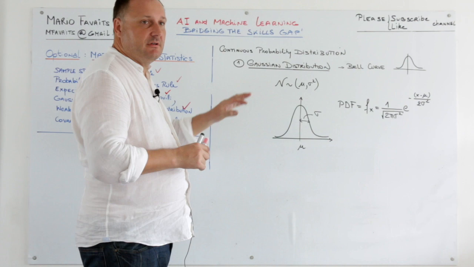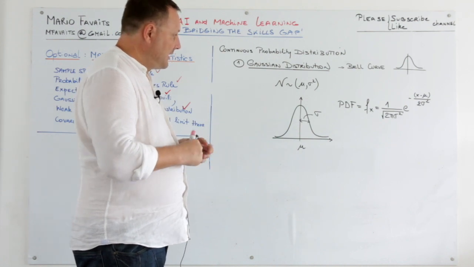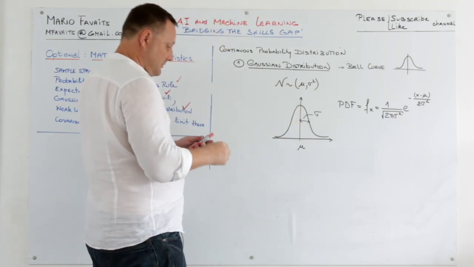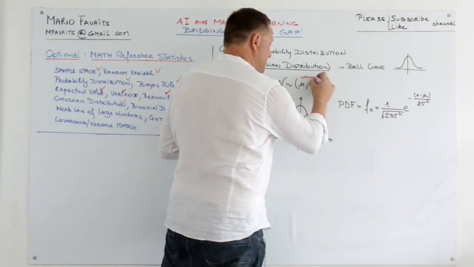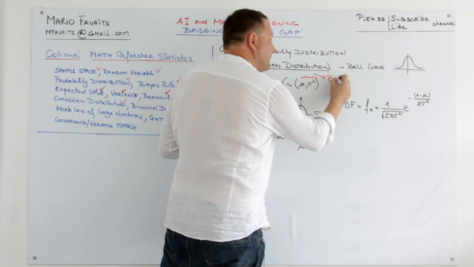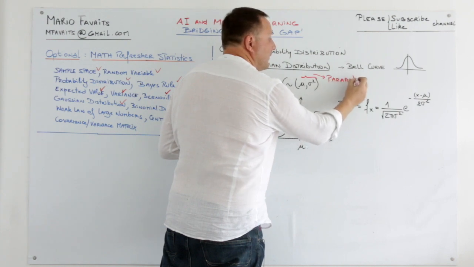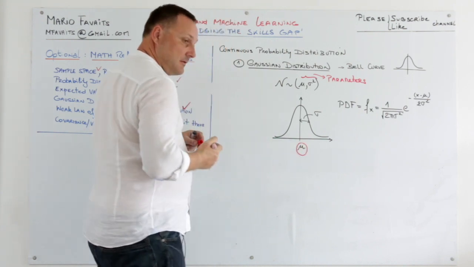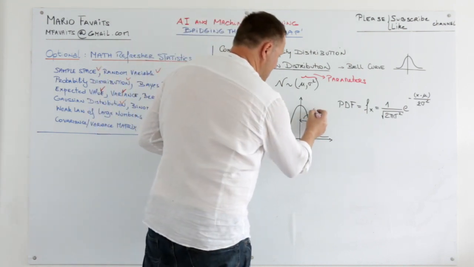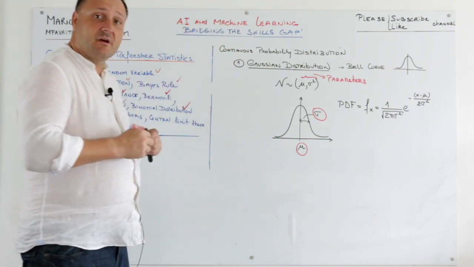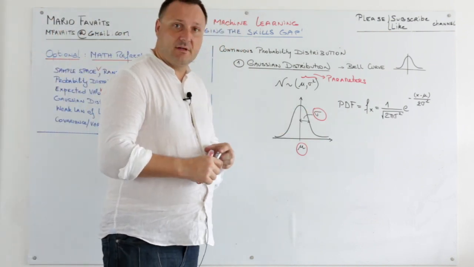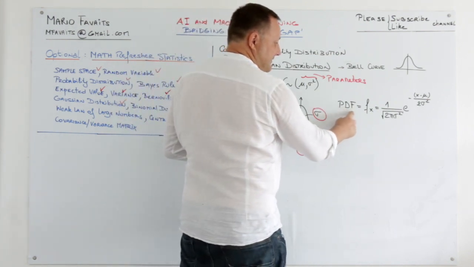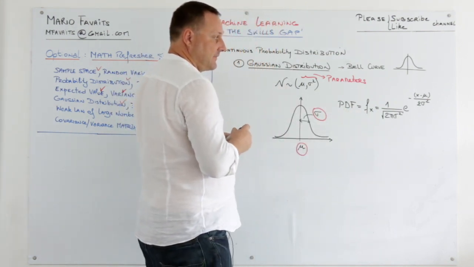Okay, let's deep dive into the Gaussian distribution. The way we denote it is there are two parameters. These are the parameters. Mu is the mean, and sigma squared is the variance, but sigma is the standard deviation. And this is the probability density function f(x).